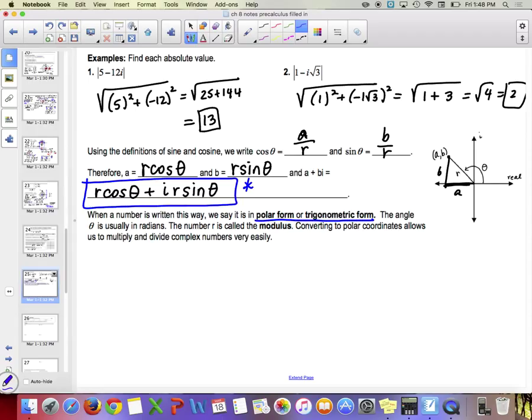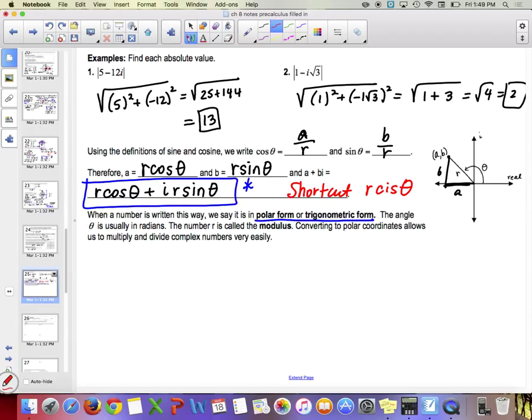All right, to shortcut this, because it gets very annoying writing it out all of the time, we sometimes will say r cis theta. What do you think the cis comes from? Cosine i sine theta, right? So cosine of theta plus i sine of theta. So you might write it like that. So if you're lazy and don't want to write anything, you can do that. All right, the number r is the modulus, or the absolute value. Converting to polar coordinates allows us to multiply and divide complex numbers very easily.